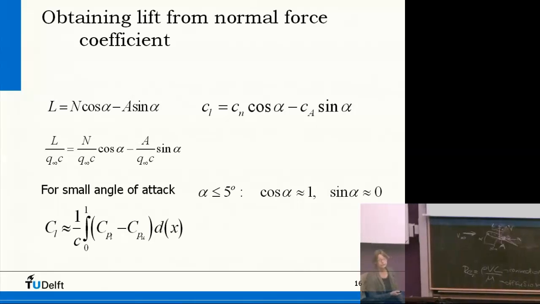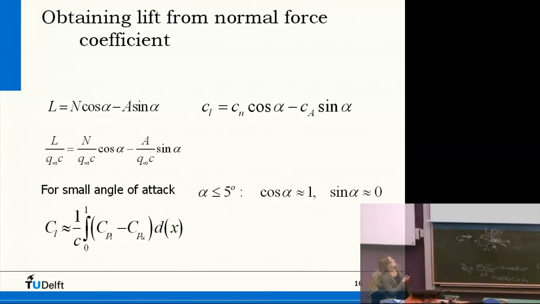Now what we do for small angles of attack, we don't bother too much about this A, because if you think about small angles of attack, the sine of small angles is close to 0. Sine of 3 degrees is quite small. So up to, I don't know, 5 or 10 degrees, we can assume sine alpha is approximately 0 and cosine alpha is approximately 1. It's not exact anymore, but the first nice approximation is that CL is approximately equal to Cn.